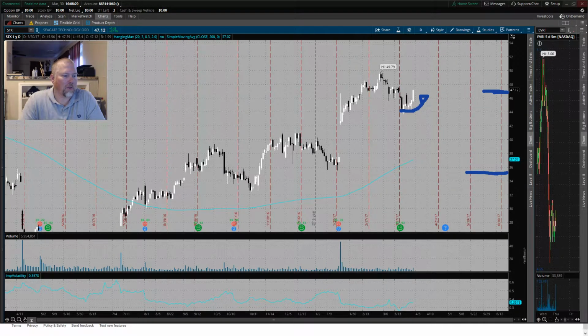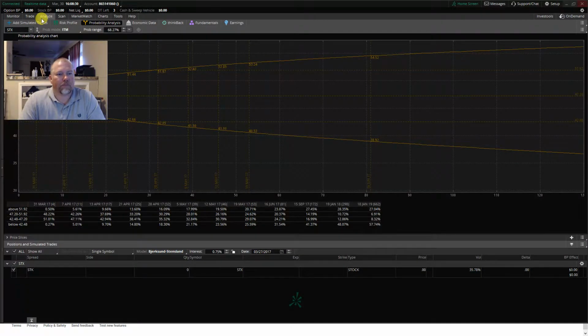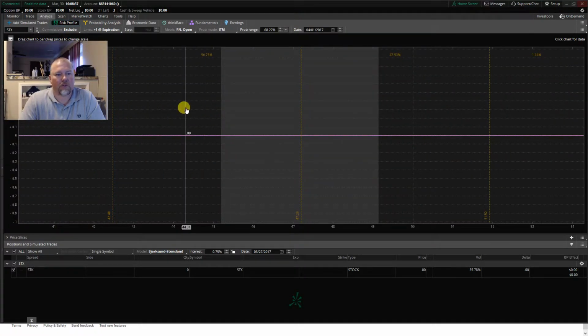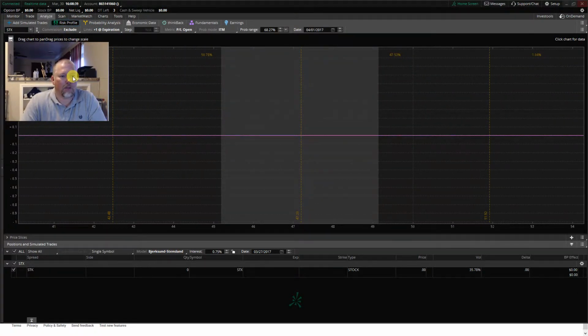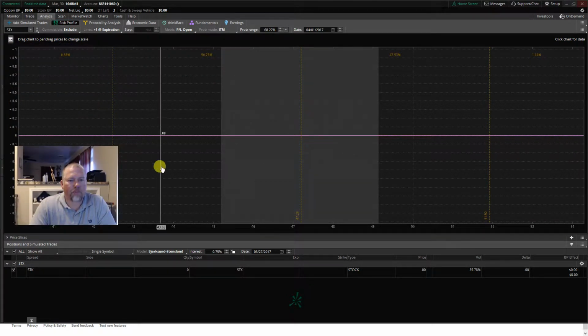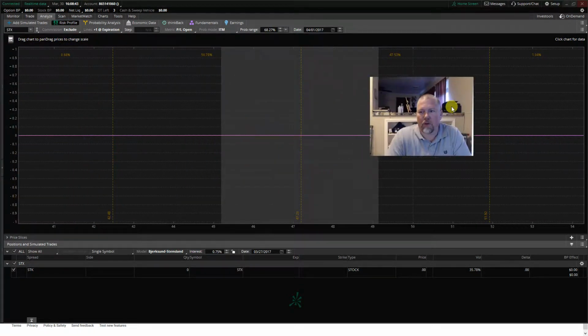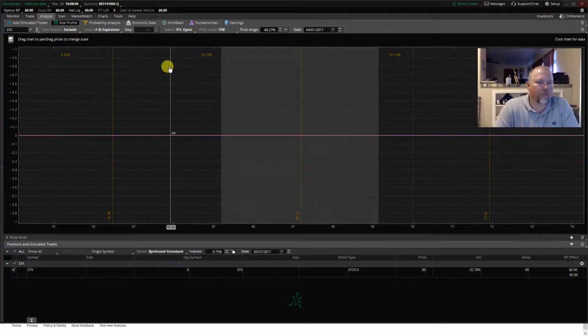Let me clear off the drawing there and jump over here to the Analyze tab. I don't want that thing. I want risk profile, if you're following my screen there. Right now it's a flat line. I have to get my mugshot out of the way here. Maybe I'll put it over here. That'll work. The way I'm going to do this, I'm going to put STX here. There's nothing here, and I have to add simulated trades.